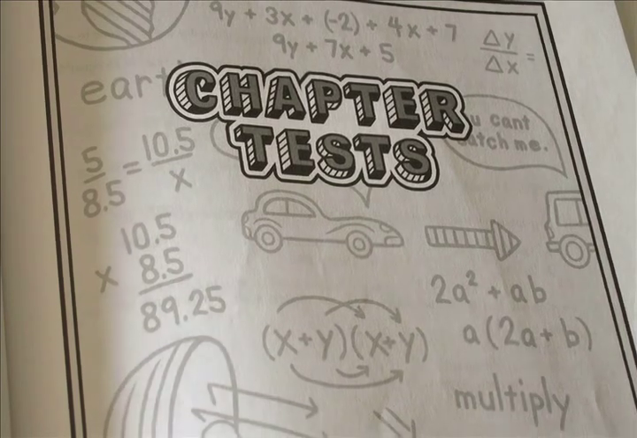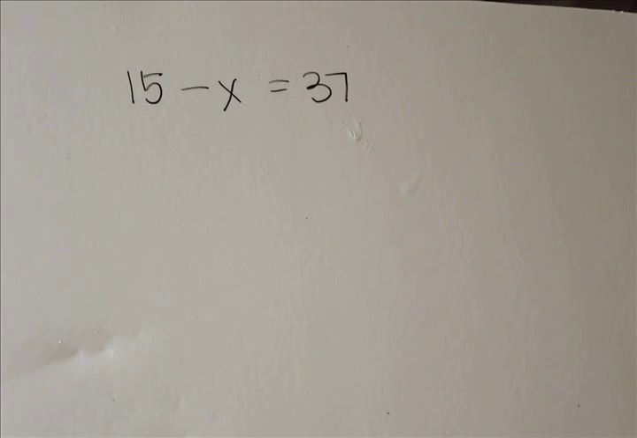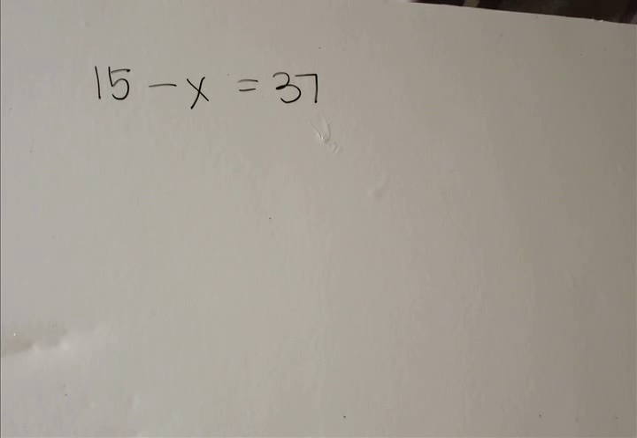Selected problems from Chapter 2. Going to start with problem 19. 15 minus x equals 37.